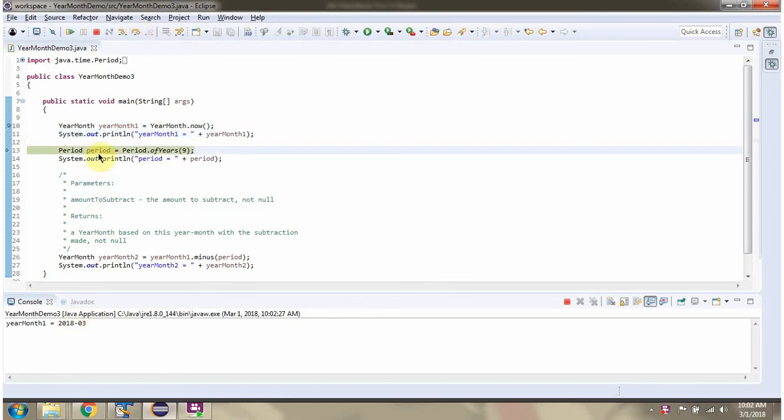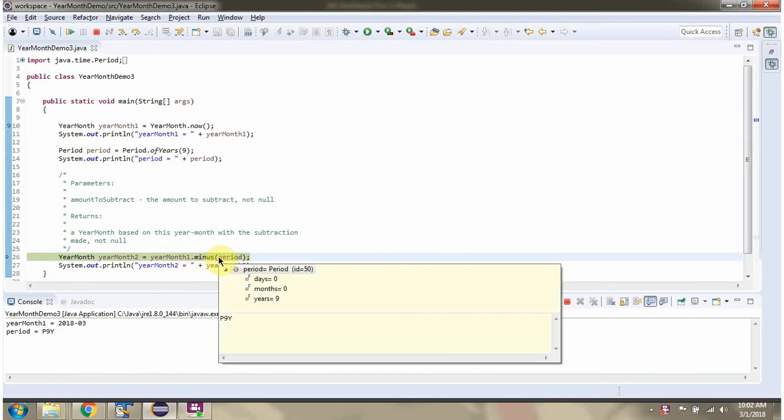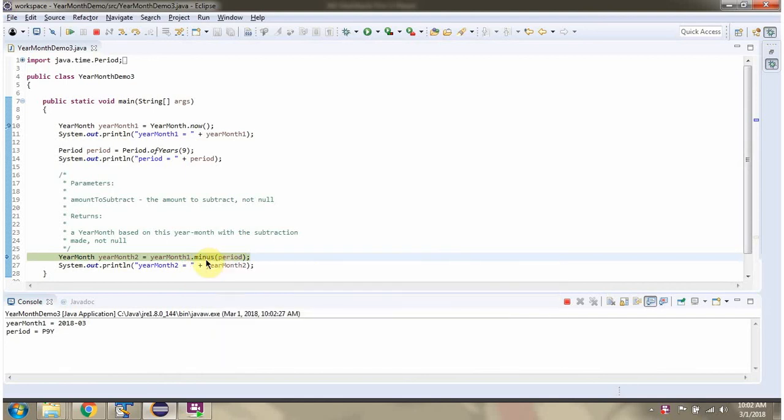Then I have created a period. The period is 9 years. Then I am calling the minus method and passing the period as 9 years. So 9 years will be subtracted from the year and month.